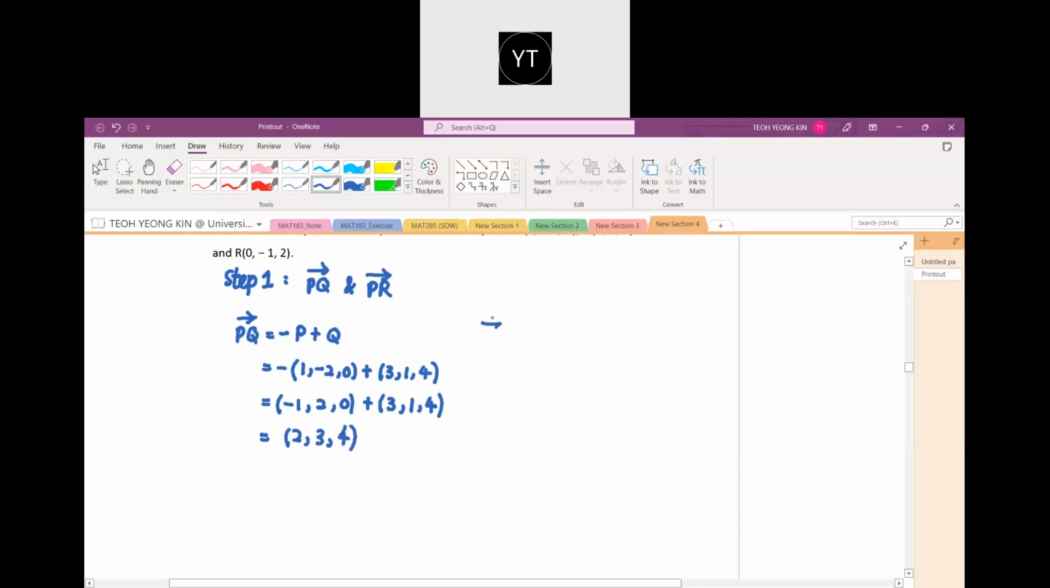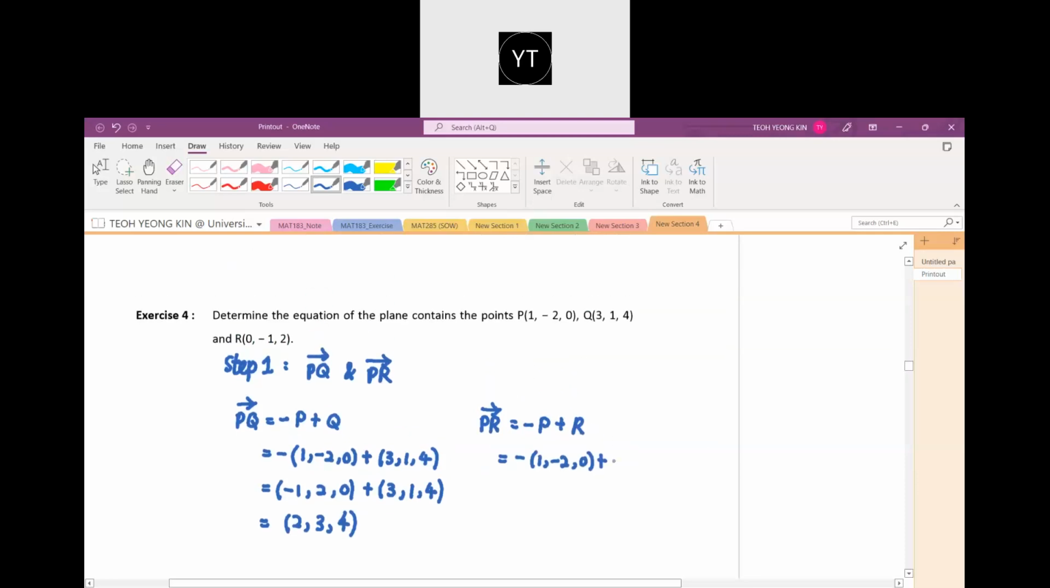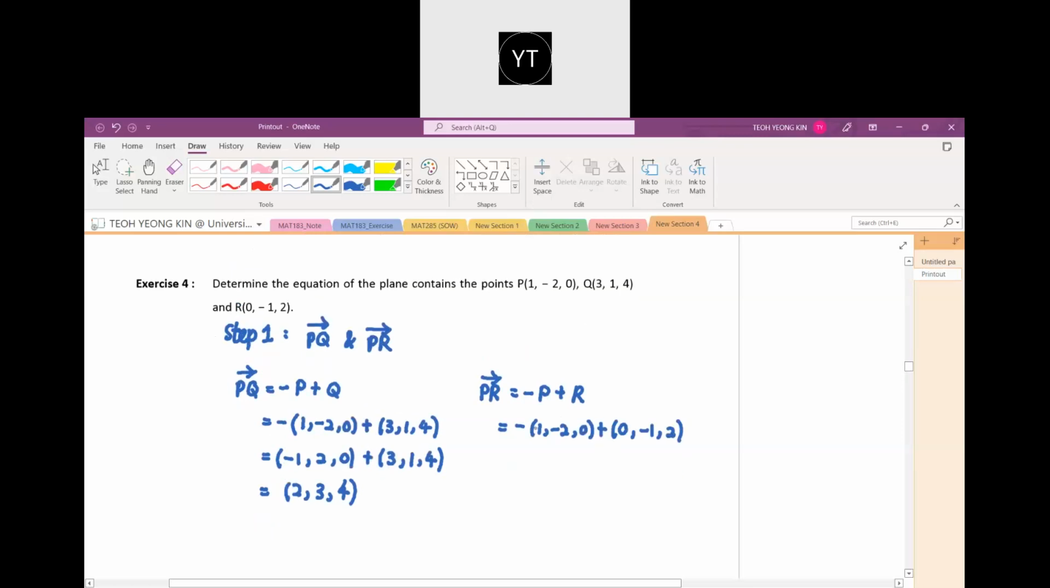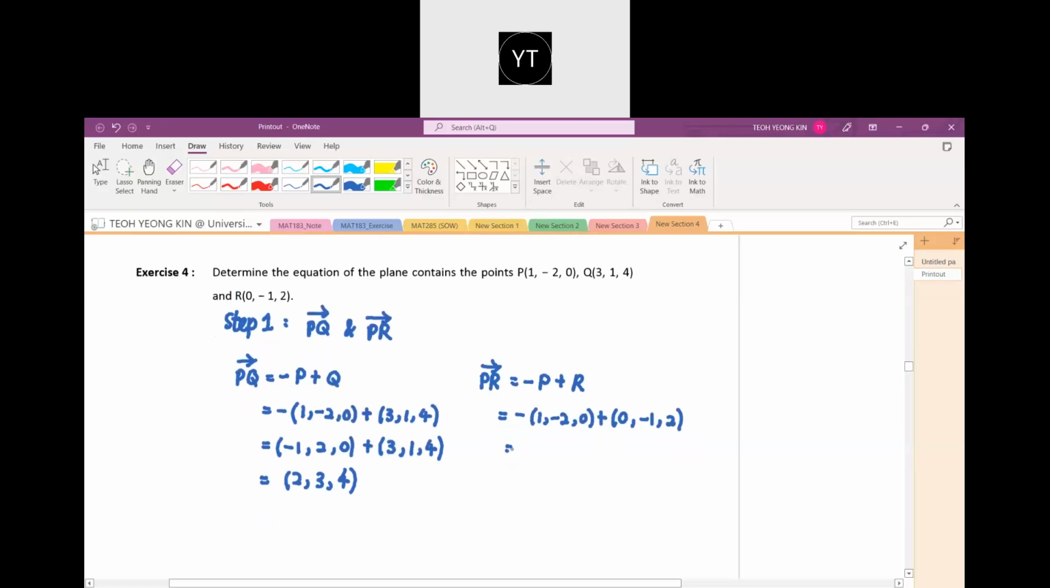For the second vector, we can use PR. PR is negative P plus R. So here is negative 1, positive 2, and 0, plus R. Our R is 0, negative 1, and 2. So here we should have negative 1, positive 2, and 0, plus 0, negative 1, and positive 2. So here negative 1 plus 0 is negative 1.